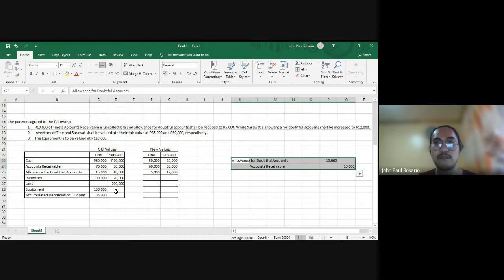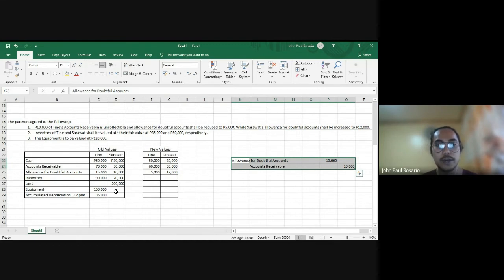When we say books, we have our general journal, our subsidiary, our ledgers, be it the general ledger or our subsidiary ledgers. For journals, we have our special journals, or the cash journal, cash disbursements, cash receipts journals, depending on what books the current business has. But since Tyne and Sarawat are new to the business, they don't have existing books yet. So no entries will be made yet.